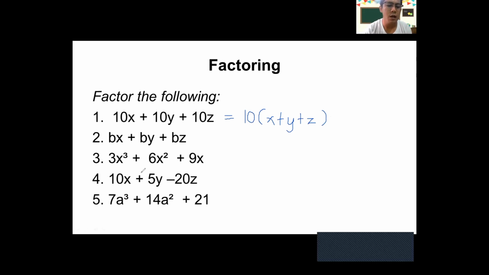Next, for number 2, bx plus by plus bz. So it is obvious that the CMF is b. Okay, put it here. Then bx divided by b is x. by divided by b is y.